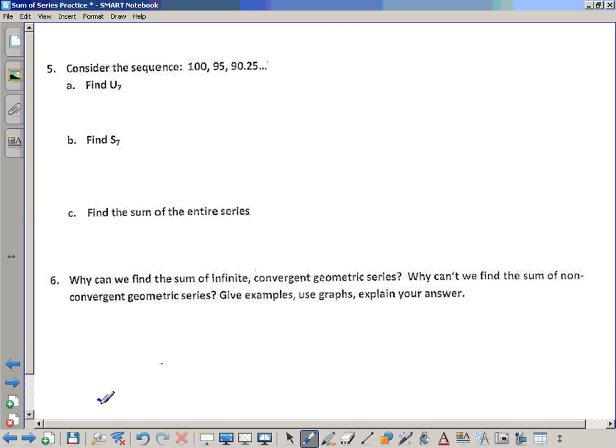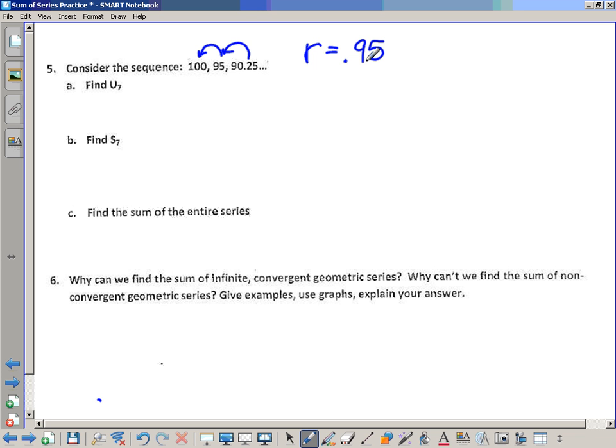Next, we have considering the series, the sequence 100, 95, 90.25. Find the 7th term. All right, so you could figure out R by taking this divided by that, this divided by that. R comes out to be 0.95. You could then just type into your calculator 100 times 0.95 times 0.95 times 0.95 and keep going with that until you get to the 7th term.